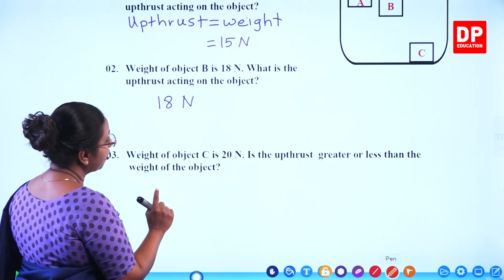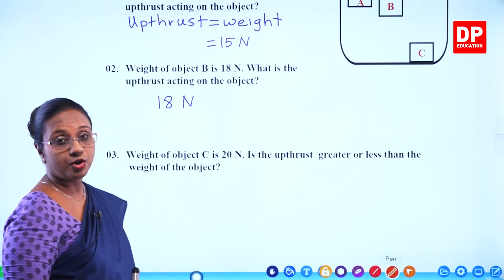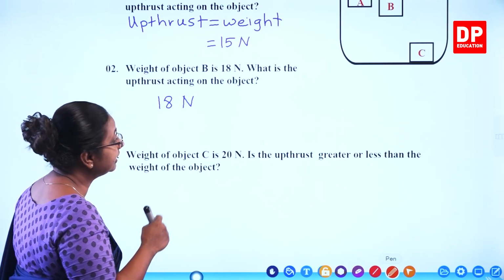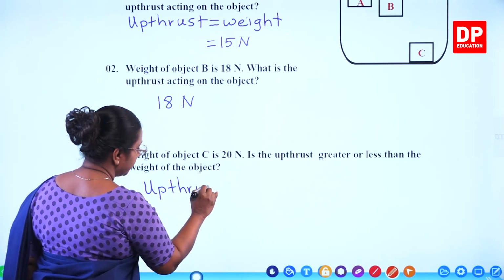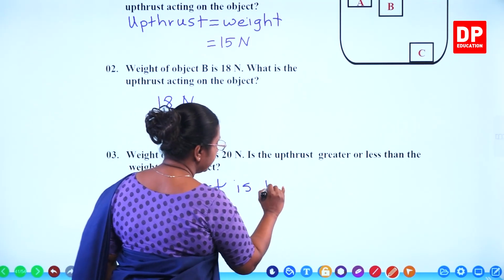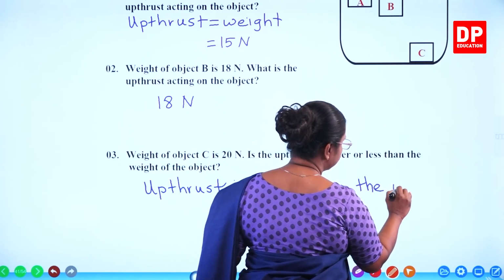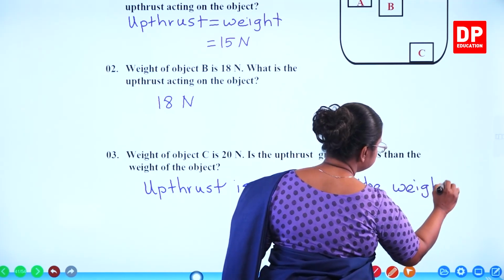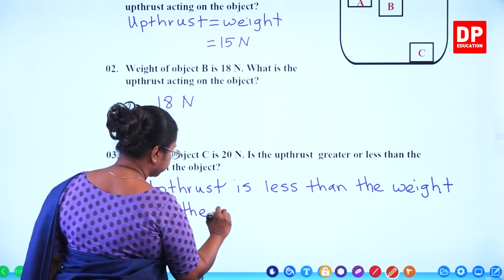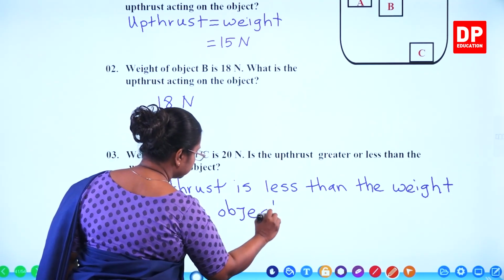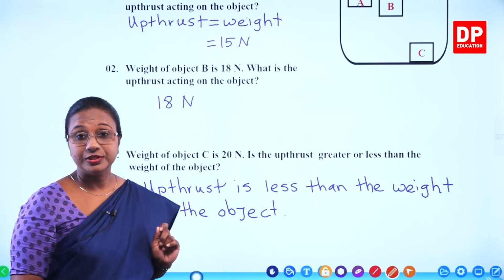So here weight of the object C is 20 Newton. Is the upthrust greater or less than the weight of the object? It is less than the weight of the object. Upthrust is less than the weight of the object. Is that clear, students? So with that, we will move on to the next slide.